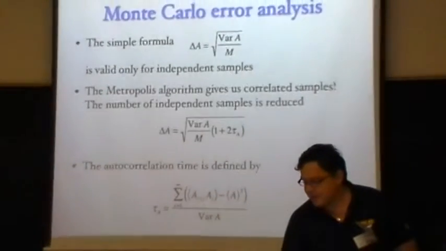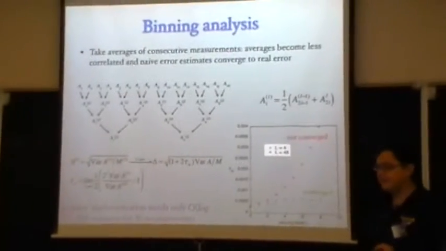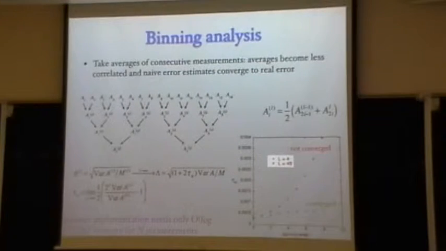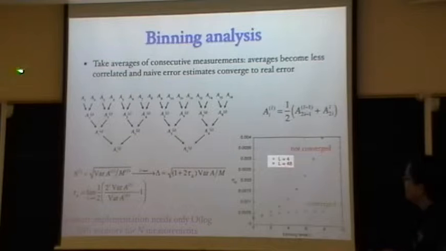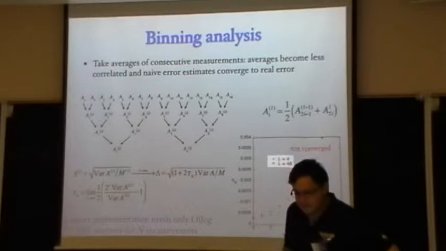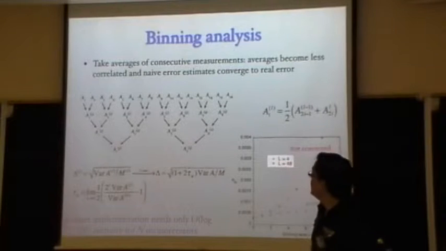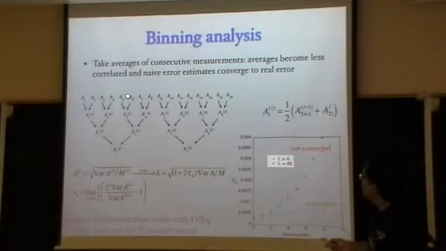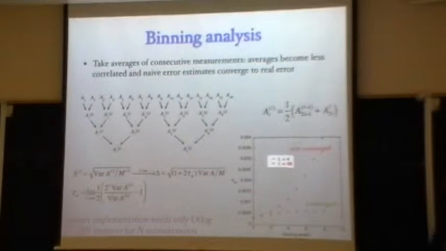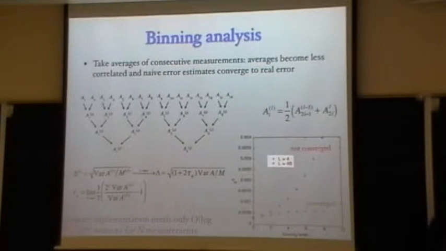But there's a much simpler way of doing it, and that is called the binning analysis. We start from our time series here, and we calculate the error naively of our raw time series. And that, we know, gives us an error that is too small because we ignored the autocorrelations.